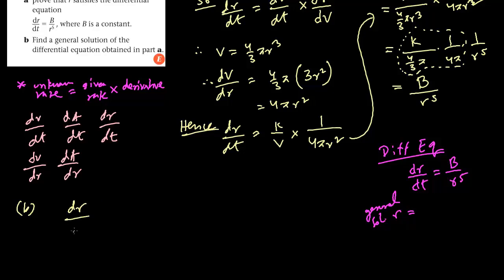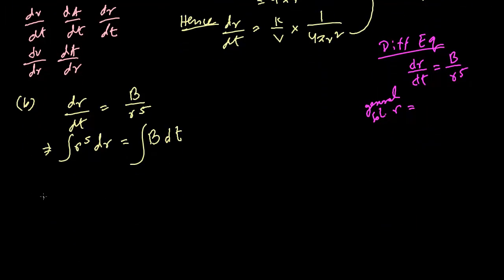dr by dt equals to constant b by r to the power 5. So when we do cross multiplication, it would be r to the power 5 dr equals to b dt. We integrate both sides. Therefore r to the power 6 by 6 equals to bt plus c. We can keep it in this format or we can simplify further. First of all, the value of b. We can put the value of b here.